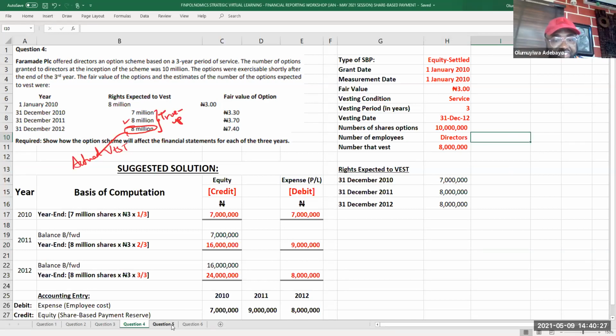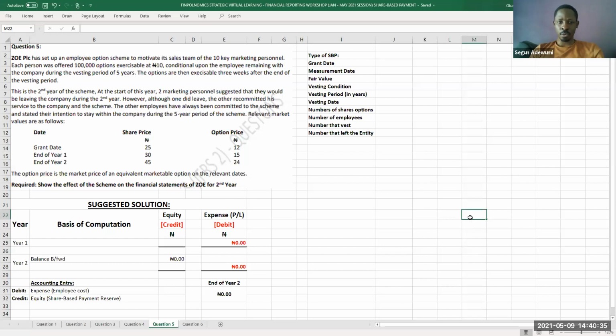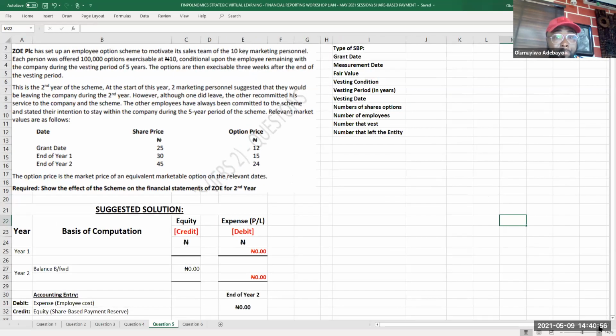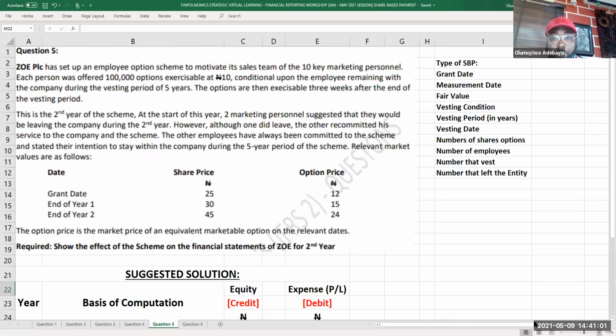Okay, let's look at the fifth question. Who attempted the fifth question? I'm sorry, I'm not aware we are supposed to attempt the questions. Maybe I wasn't. I'm not aware. Okay. I actually attempted the fifth one, but I did not finish it. Okay, Shegun, can you read the fifth question?